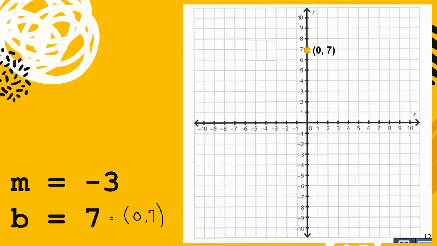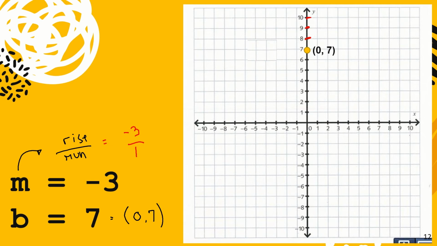This time, we're going to focus on our slope. We all know that slope is also known as rise over run. So if we're going to rewrite negative 3 as a fraction, it will become negative 3 over 1. So from the y-intercept (0, 7), let's apply the concept of rise over run. From (0, 7), you need to rise or go up 3 steps: 1, 2, 3. Then run 1 step.